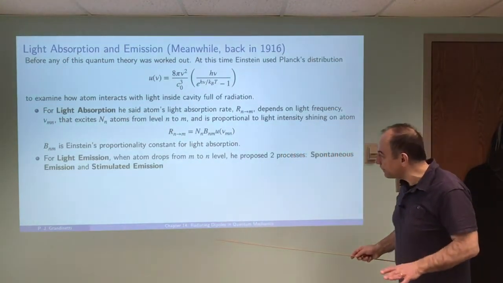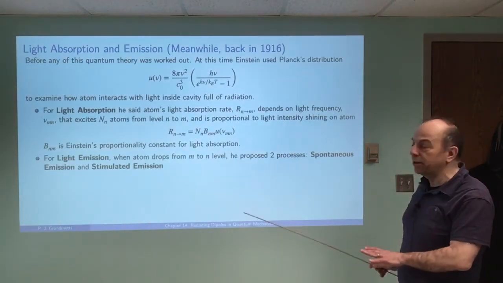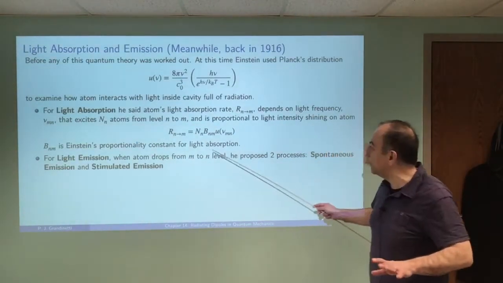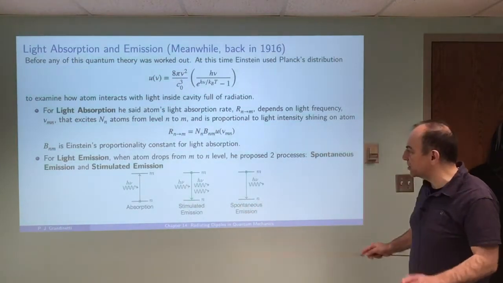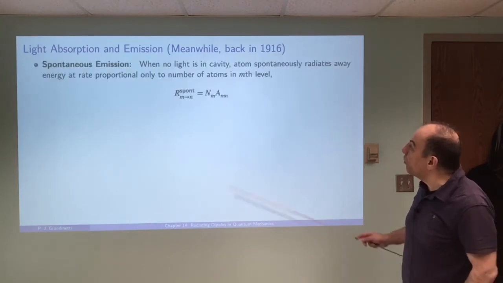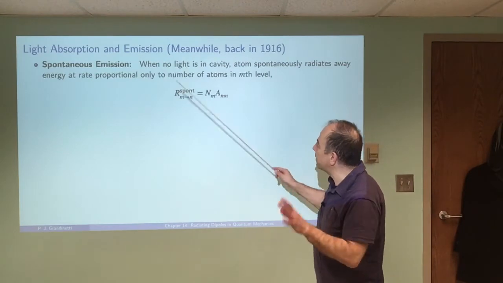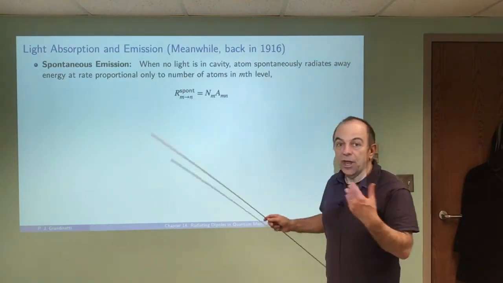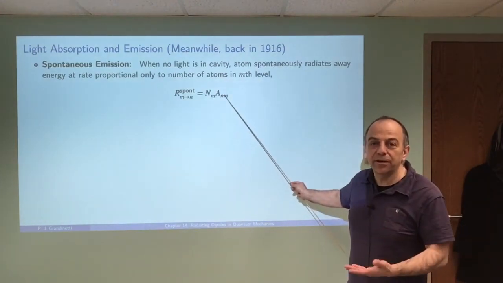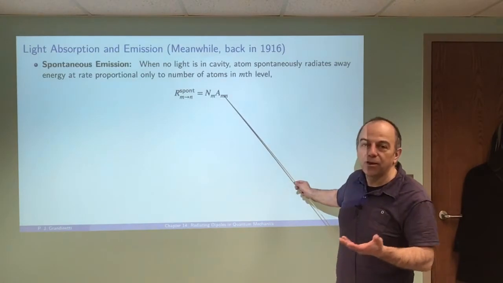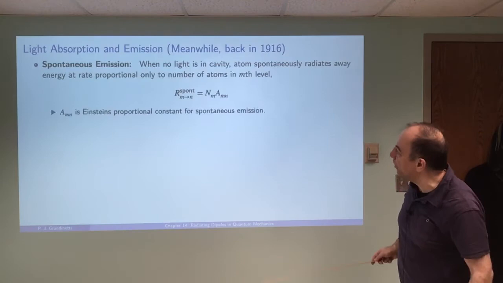For light emission, he proposed two processes. He said we can have spontaneous emission where there's no light present, and we can have stimulated emission where we have some light that's going to be present. So these are the same pictures that I just showed you earlier. So for the spontaneous emission, there's no light present. He said that the rate of spontaneous emission is just going to be the number of atoms that are in this excited state, Nm, times some yet to be determined coefficient, which is the spontaneous emission coefficient, which is going to give him this spontaneous emission rate.